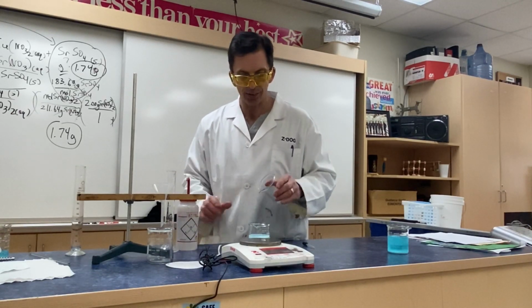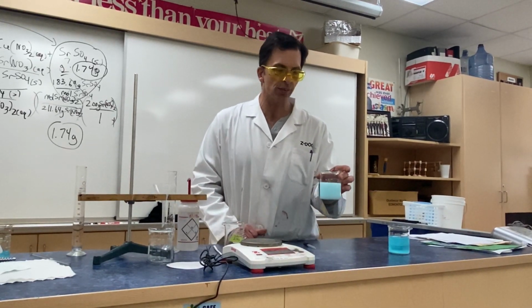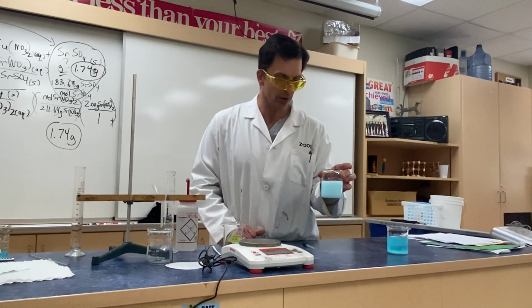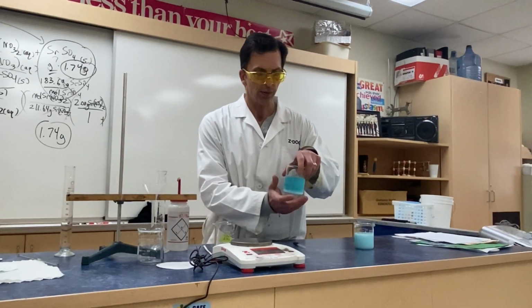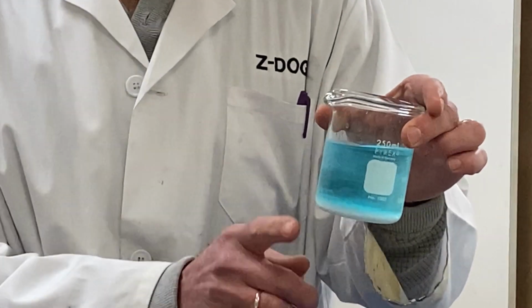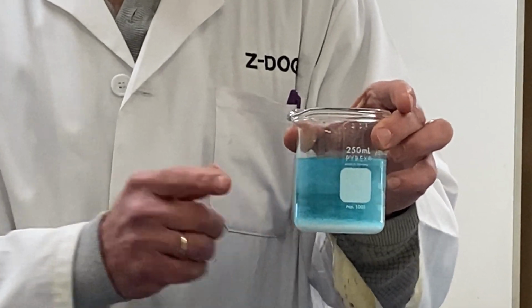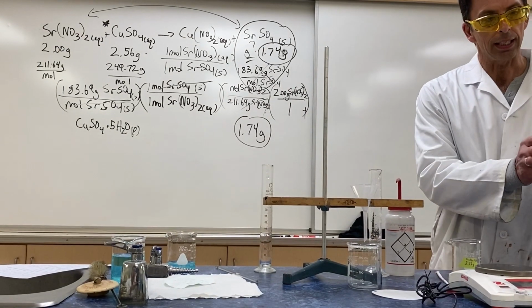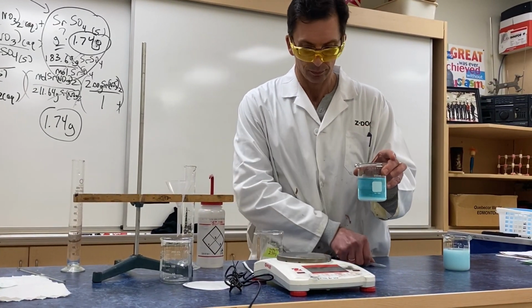If a chemist has time, they can leave the reaction to settle and precipitate out. I've done that here. This is a previous experiment, a setup, and you can see that we have strontium sulfate precipitate at the bottom, and our copper nitrate filtrate, our other product, is here at the top.